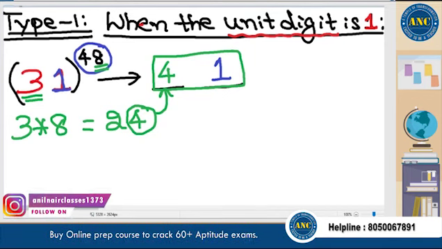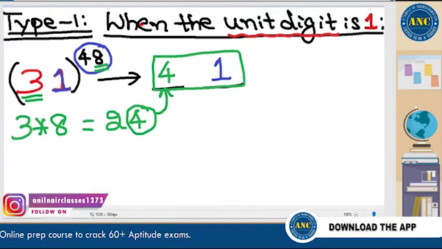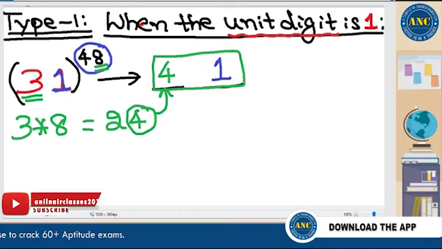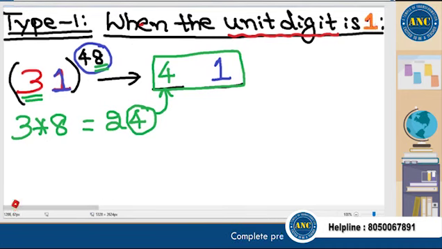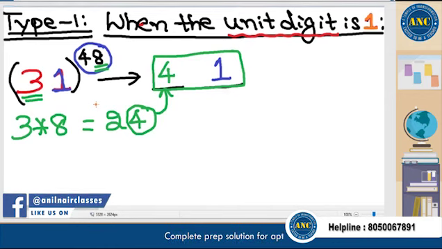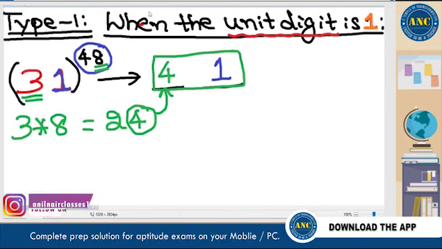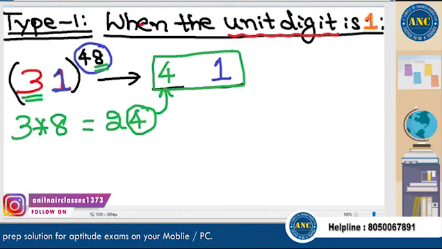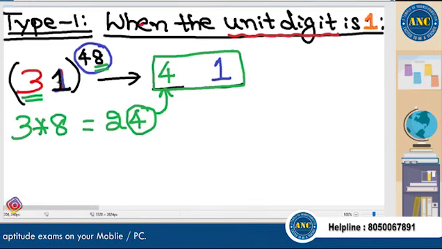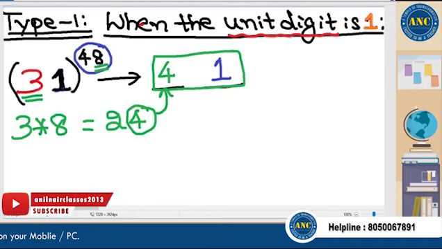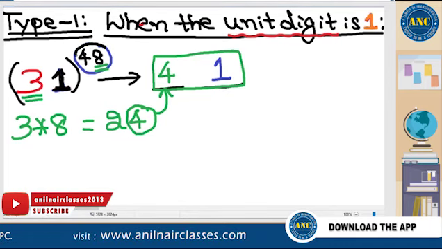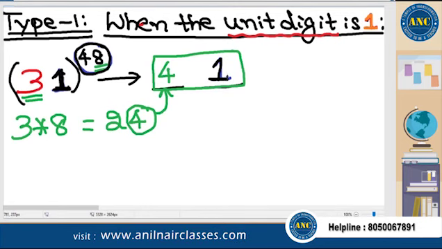Again I am repeating, sir, for the people who did not understand. I am taking a number 31 where the unit digit of 31 is 1, which is my type 1. I am raising it to some random number called 48. Listen carefully, sir. I am interested in finding the last two digits of 31 to the power of 48. Unit digit in the base is 1. 1 power any number will always give me 1. That 1 is the unit digit in my answer.